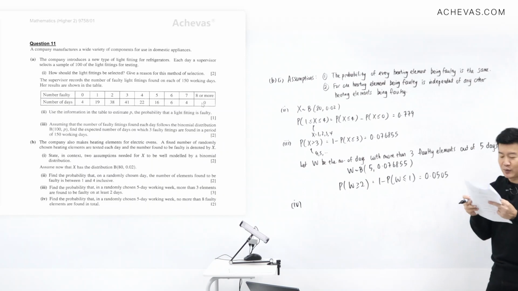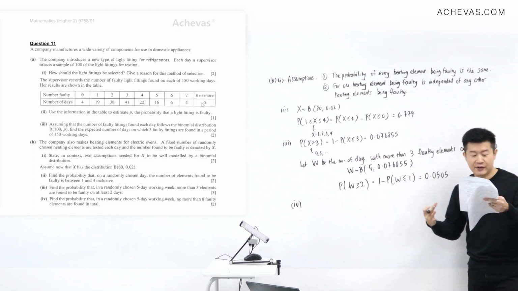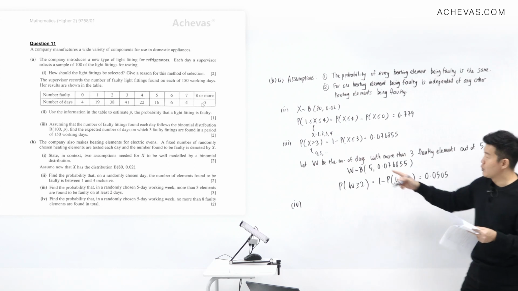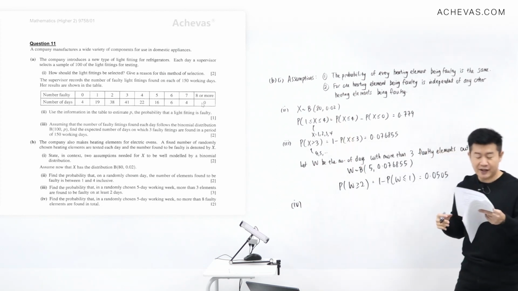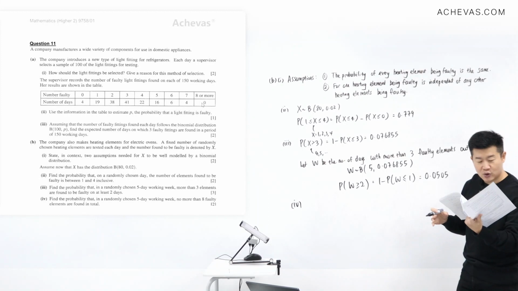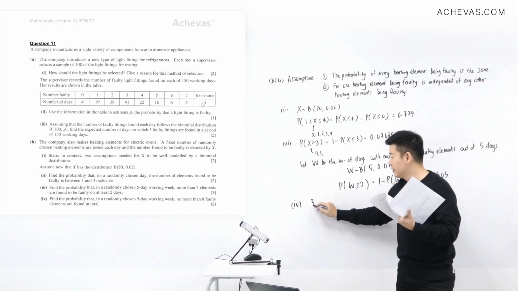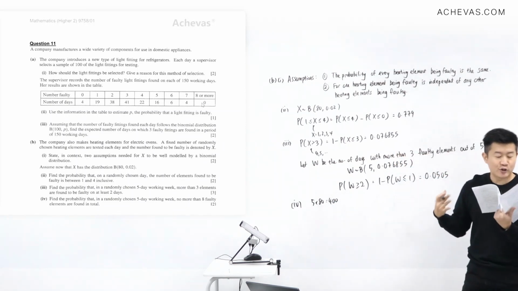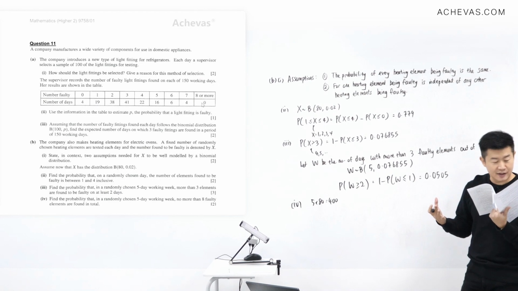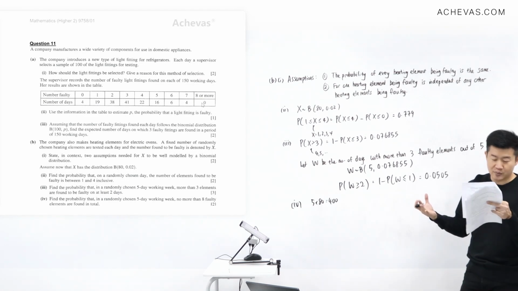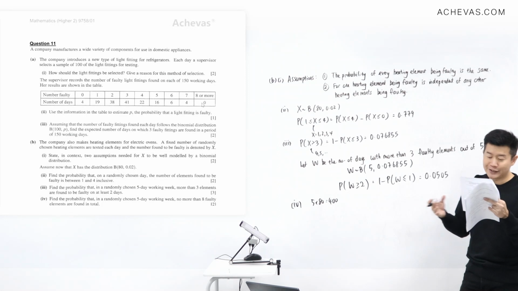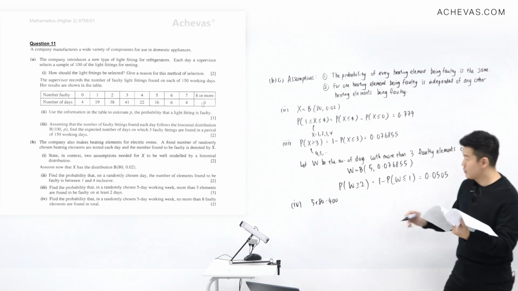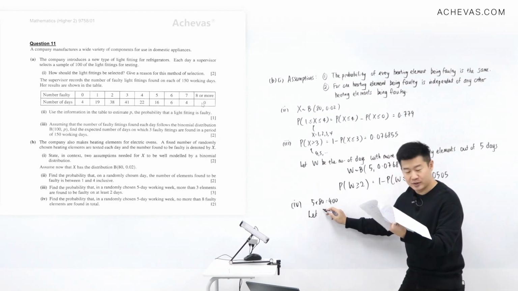The last question, part 4, the last part. Find the probability that in a randomly chosen 5-day working week, no more than 8 faulty elements are found in total. One day we will be processing 80. So for 5 days, it is going to be 5 times 80, which is equal to 400. So we are talking about 400 elements that we are going to be analyzing. And out of these 400, we want no more than 8 of them to be faulty. So I'm going to define another random variable, T.